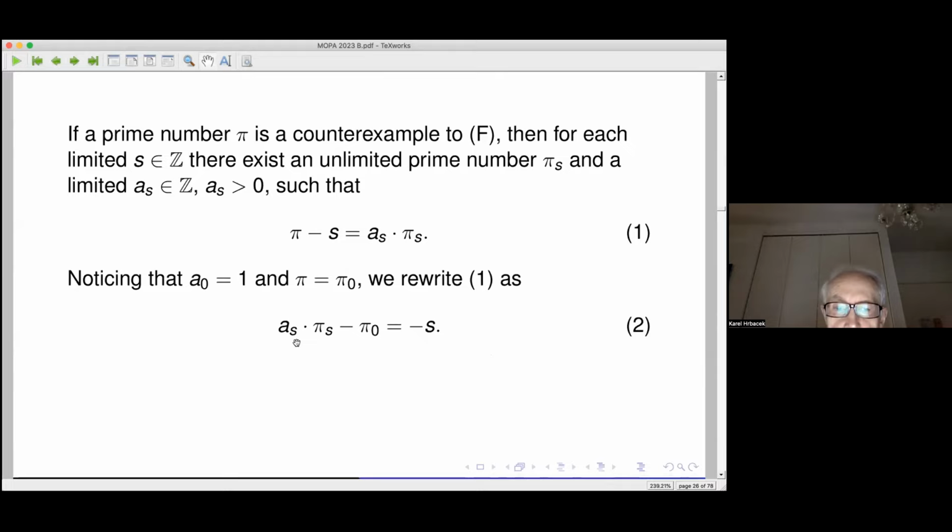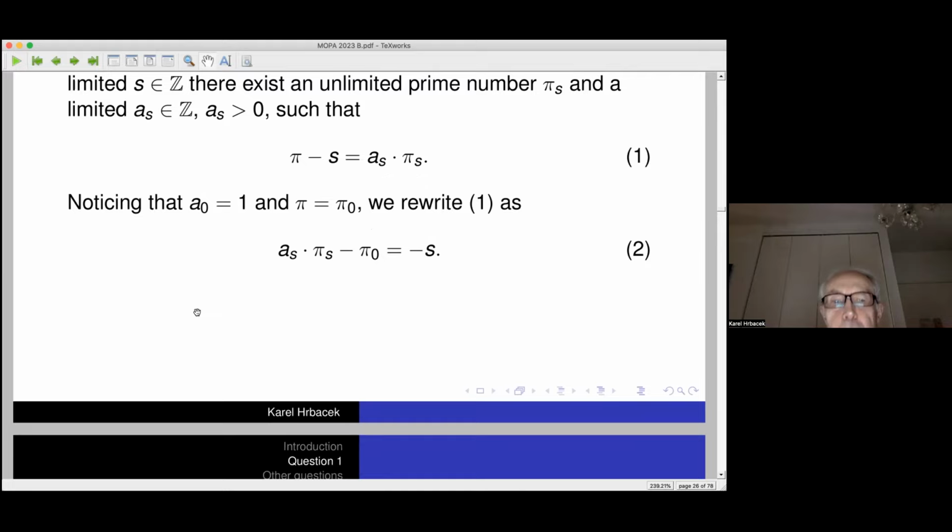So assuming that there is a counterexample, there must be a sequence a sub s indexed by integers so that the infinitely many equations a sub s times x sub s minus x sub zero equal minus s have a solution entirely by primes.